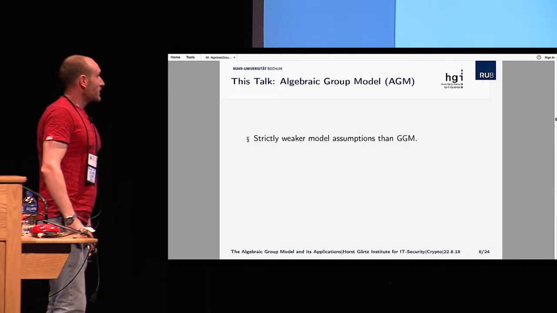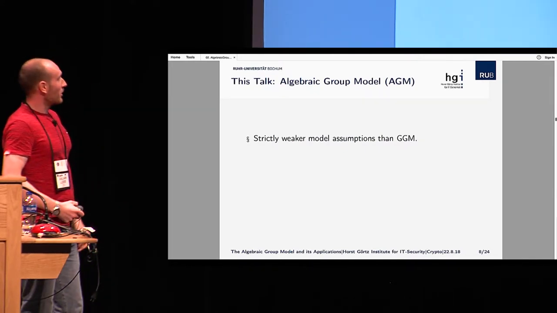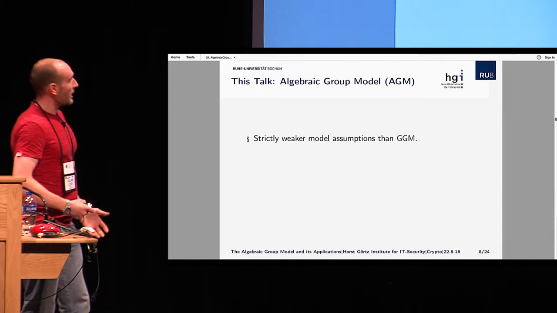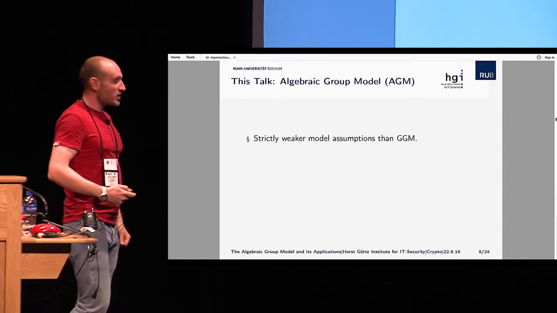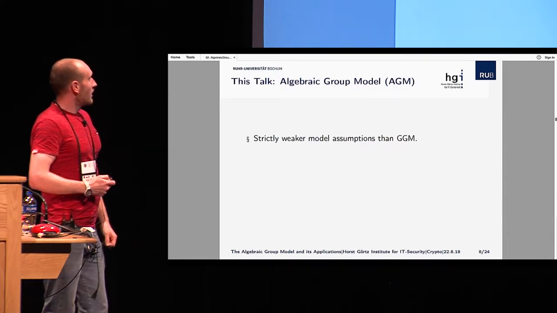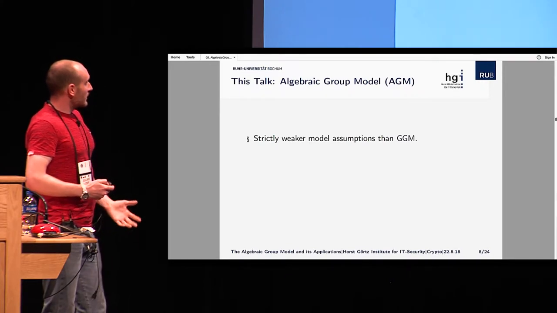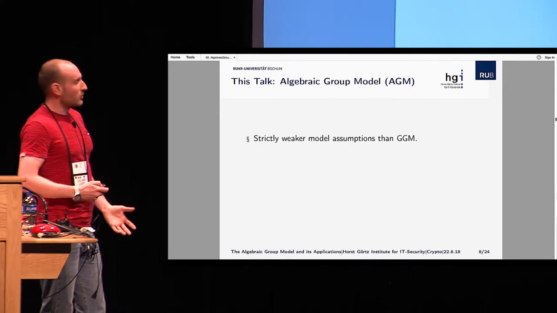This talk will be about a new idealized model, which we call the algebraic group model. I will just abbreviate this as AGM from here on out. This model makes strictly weaker model assumptions than the generic group model, as I will show.